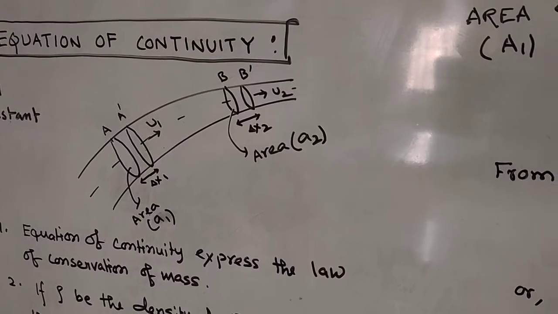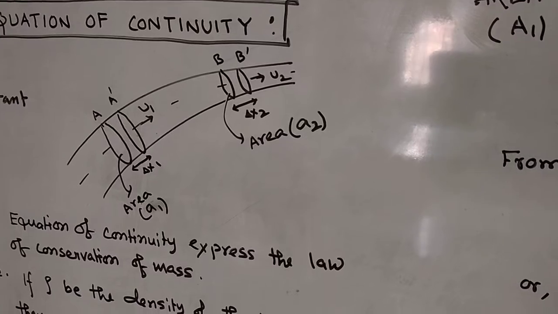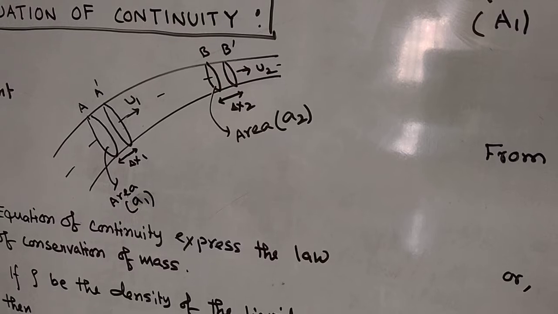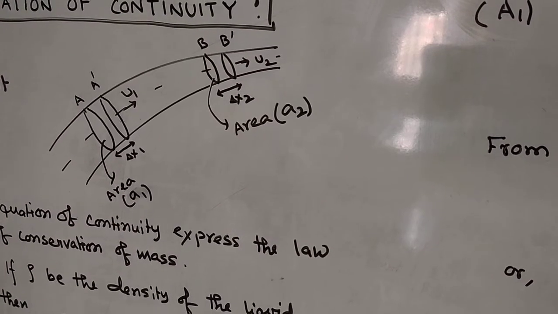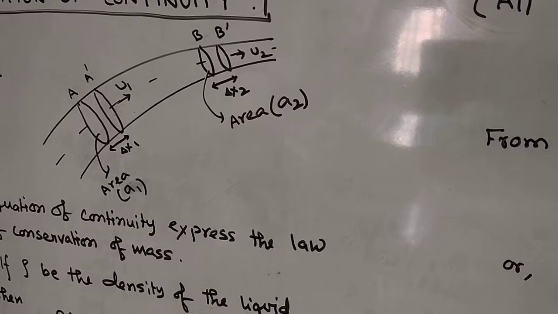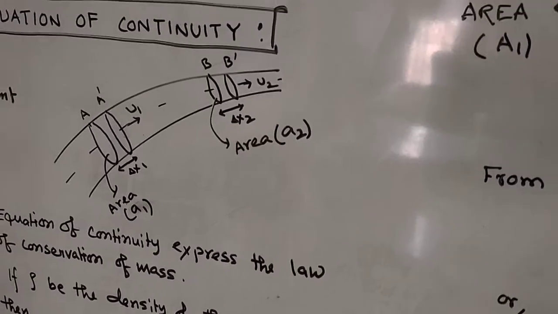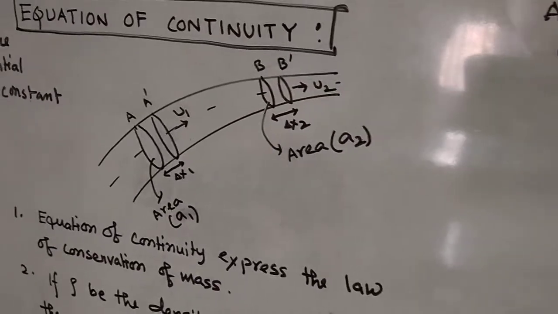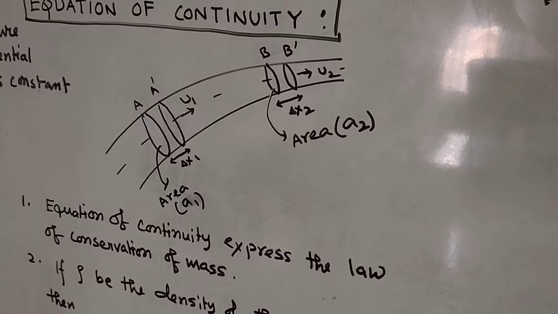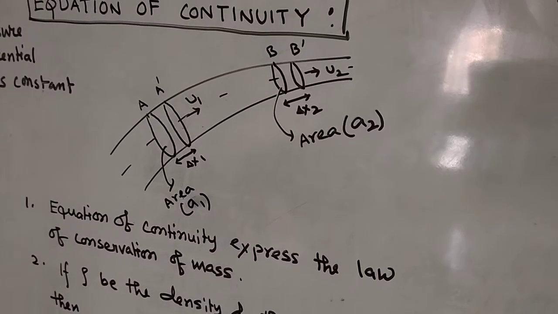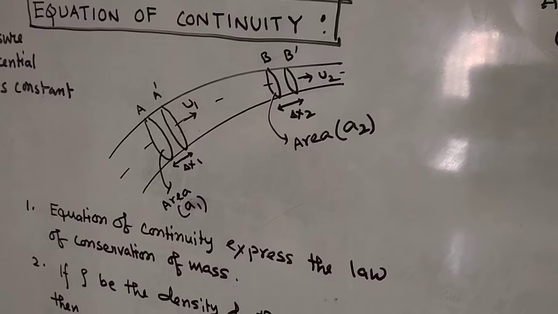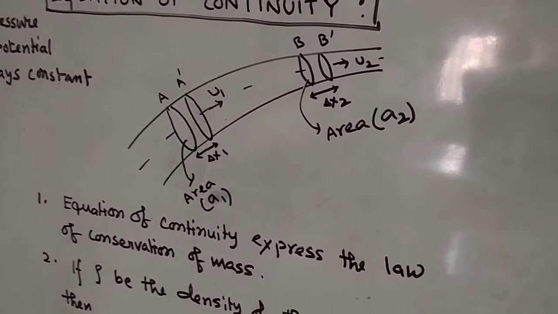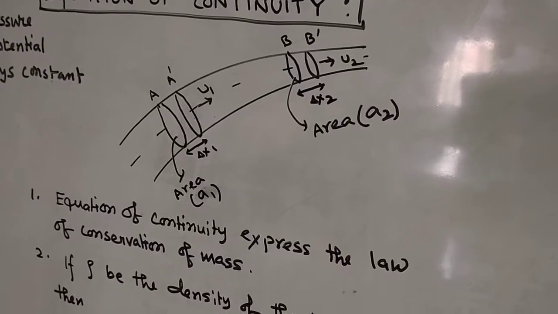At A, the area of cross section is A1, and at B, the area of cross section is A2. As the liquid flows, the liquid which is available at a specific time at A moves to A dash within a certain specific time interval. Similarly, the liquid which is available at B reaches B dash in the same interval of time. At two different points it has two different velocities, v1 and v2, and the movement is also different because the area of cross section is different. One is delta x1 and the other is delta x2.